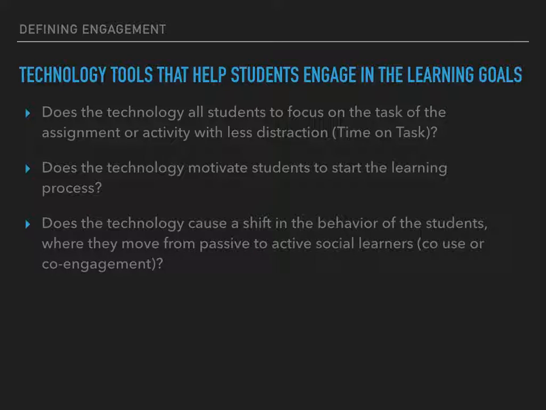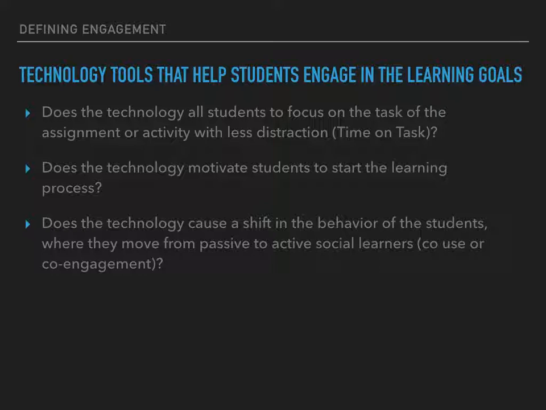When we look at technology tools that help students engage in the learning goals, these are the guided questions that the EEE framework lays out for us. There are 3 questions that we answer as we evaluate how that technology is impacting engagement appropriately. The first one is, does the technology allow all students to focus on the task of the assignment or activity with less distraction? So that gets to that time on task question.